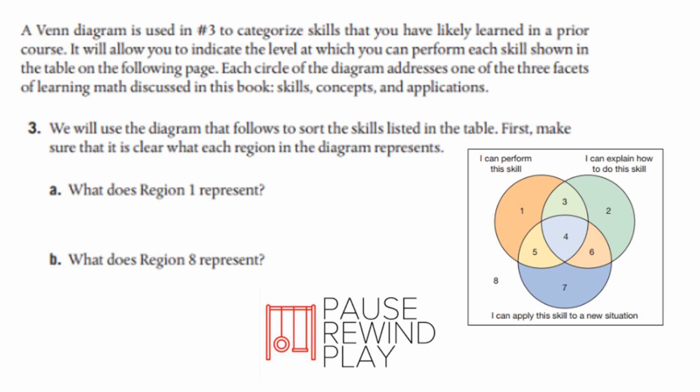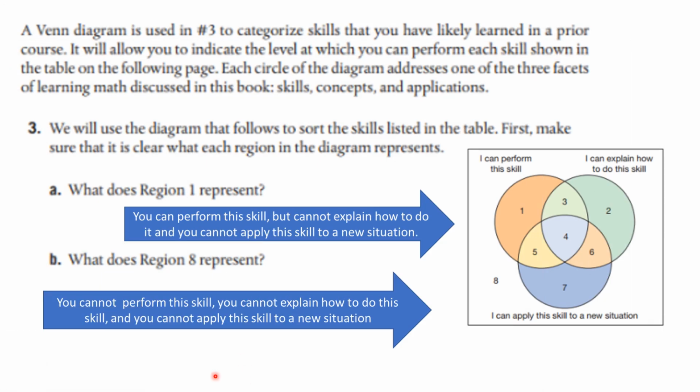Let's see how you did. Region 1 up here says you can perform the skill, but since it's not in this circle, you cannot explain how to do the skill, nor can you apply it. You just know how to do the skill. Region 8 says you don't know how to do any of those three things with the skill. Now what we're asking you to do is to take this Venn diagram about performing the skill, explaining how to do the skill, and applying the skill to a new situation.